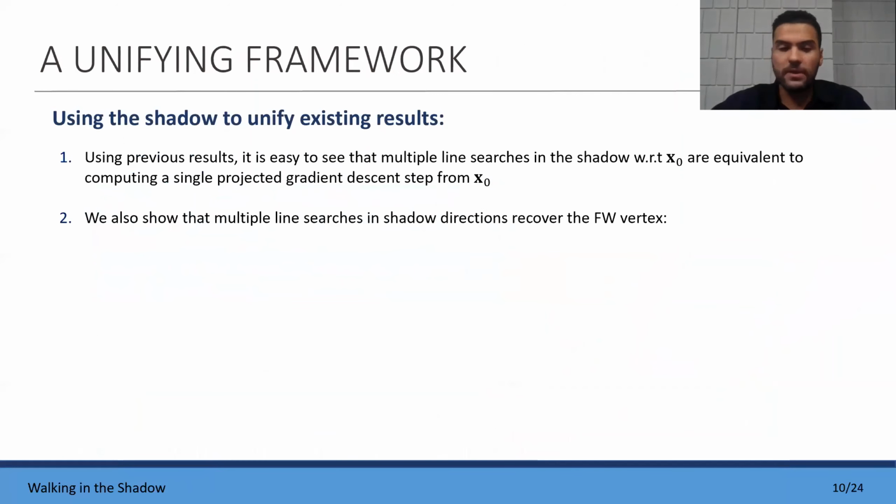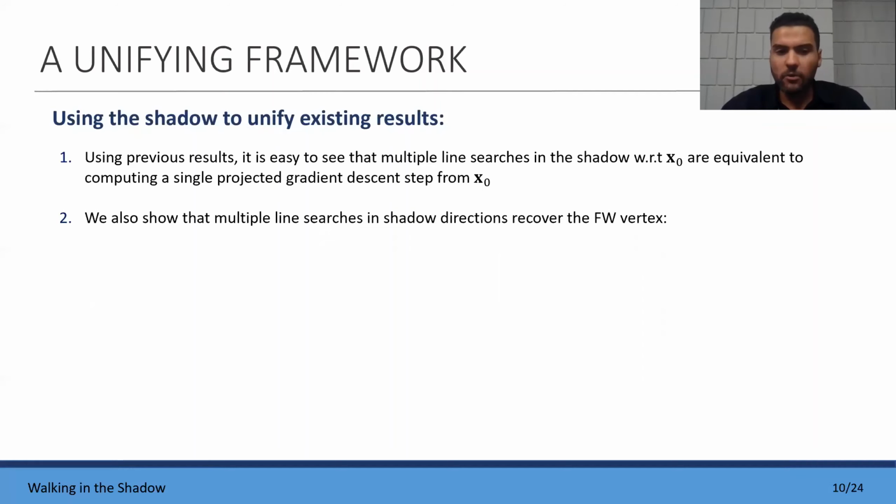So now we're going to use this projections framework and shadow computations to unify a lot of existing results in the literature. We gave a constructive procedure in the previous slide to trace that entire curve. And so we see here that we can use that same procedure to recover the PGD step, because the PGD step lies on the curve and corresponds to when lambda is equal to 1 over L.